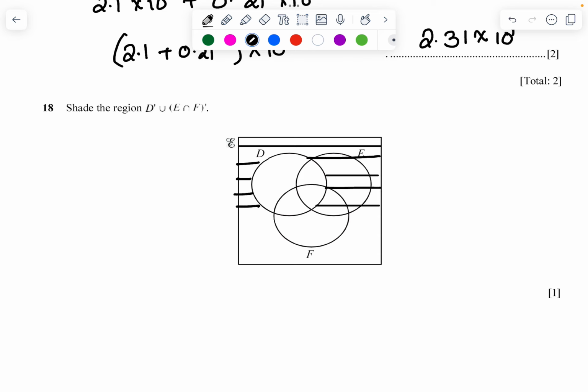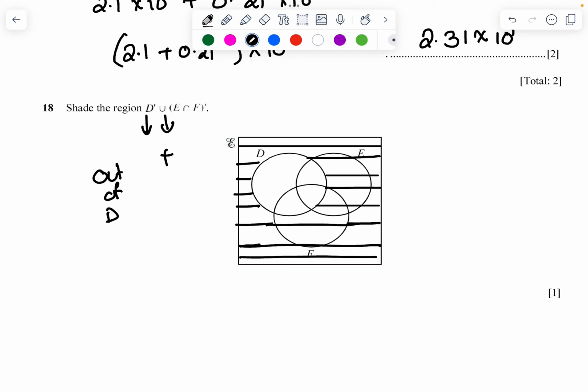I'm shading outside of D. That is the first part. This is outside of D. But plus to that, what you should do? E intersection F whole complement. E intersection F whole complement means outside of E intersection F. E intersection F was this part. So outside of that E intersection F.